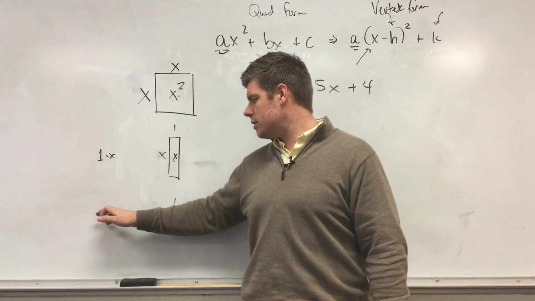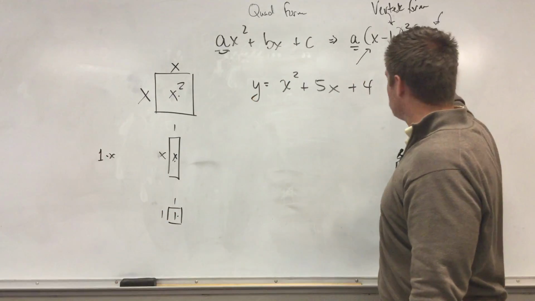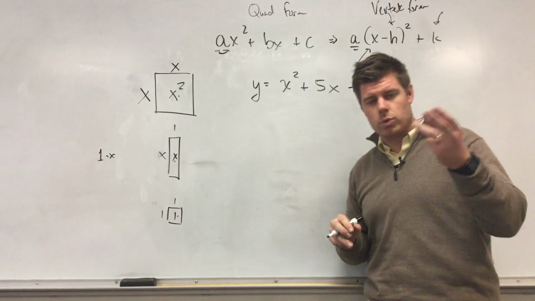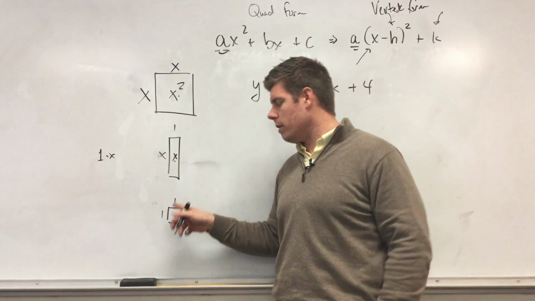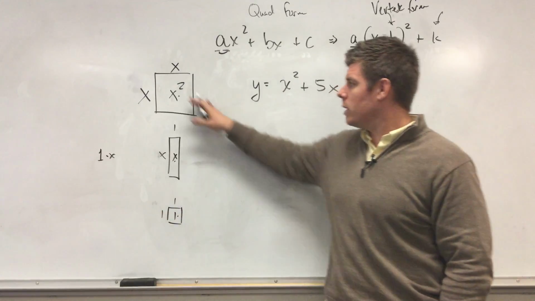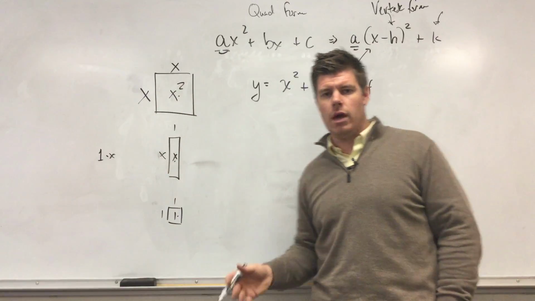And last but not least, any number, so like we have 4. 4 is created by 1 plus 1 plus 1 plus 1. So we're going to use the area model of 1 times 1, which still makes 1. So here are the tiles that we're going to use to help us build that.